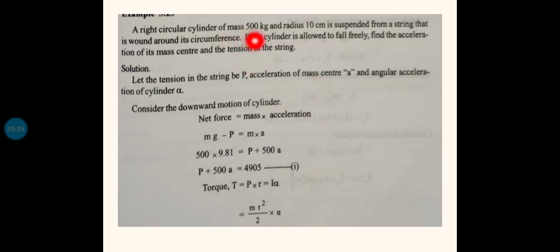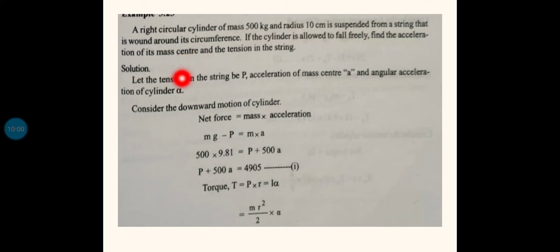The mass of the cylinder is given, and the radius is given as 10 cm. The cylinder will be rotating about its own center while falling downward, so the radius to the center of rotation is 10 cm. What else is given in the question is that the cylinder is allowed to fall freely, falling due to its own weight. Find the acceleration.